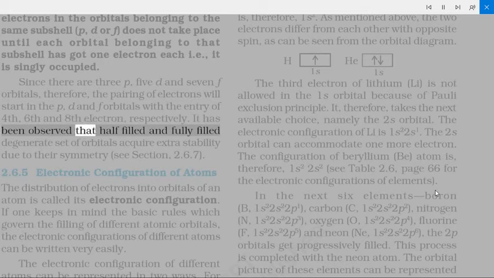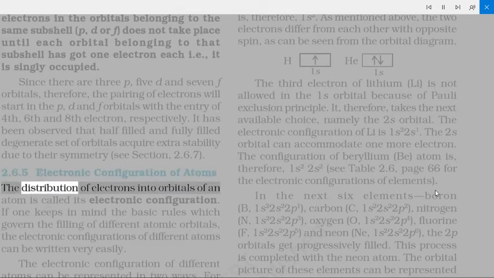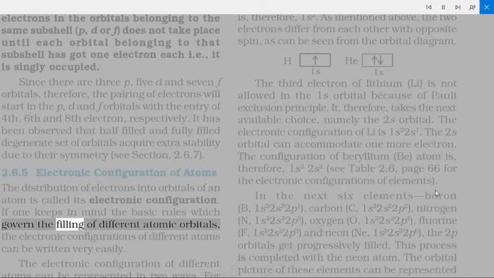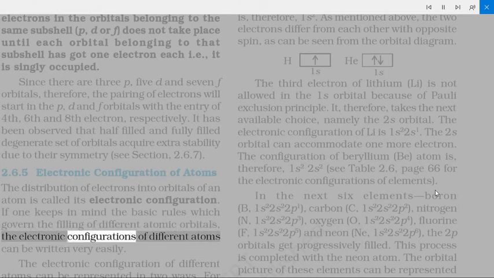It has been observed that half-filled and fully-filled degenerate set of orbitals acquire extra stability due to their symmetry. Electronic configuration of atoms. The distribution of electrons into orbitals of an atom is called its electronic configuration. If one keeps in mind the basic rules which govern the filling of different atomic orbitals, the electronic configurations of different atoms can be written very easily.